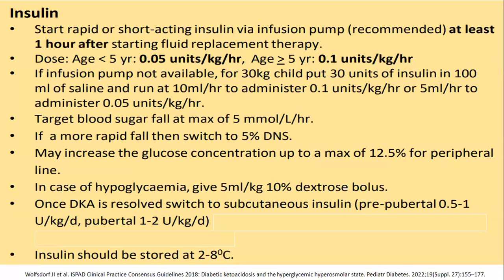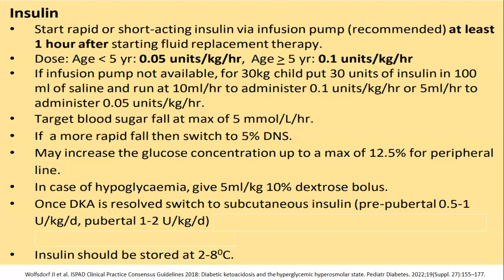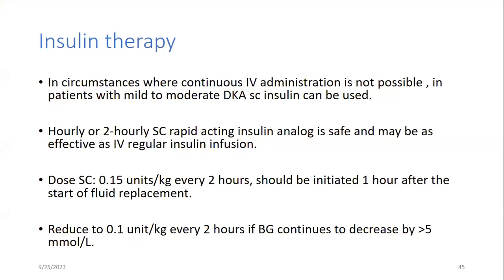Once DKA is resolved, you switch to subcutaneous insulin, and the dose is usually for prepubertal 0.5 to 1 unit per kg per day, pubertal 1 to 2 units per kg per day. So in circumstances where continuous IV administration of insulin is not possible, in patients with mild to moderate DKA, you can actually use subcutaneous insulin. Hourly to 2-hourly subcutaneous rapid-acting insulin analog is safe and may be as effective as IV regular insulin infusion.